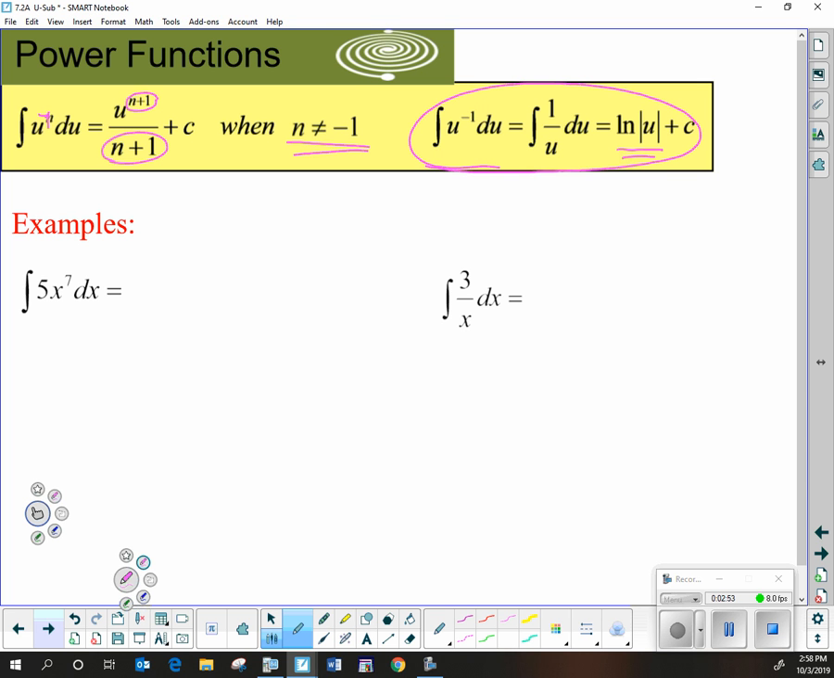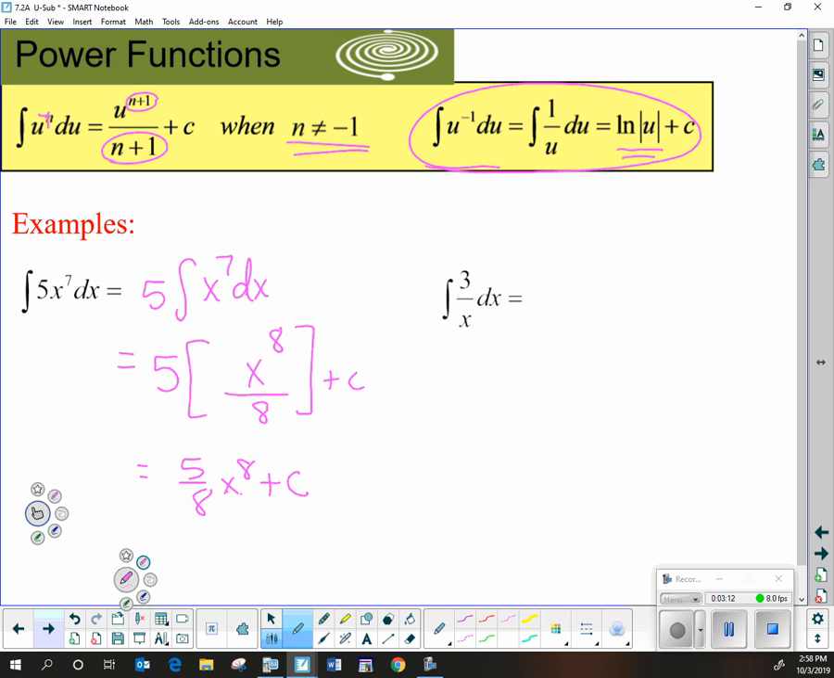Okay, so I'm going to use the power rule. I could think of that 5 being out front and increase my power. So I'd have x to the 8th divided by 8, add a c, and we'd have 5/8 x to the 8th plus c. Take the derivative of this, and you should get yourself right back to where we started.